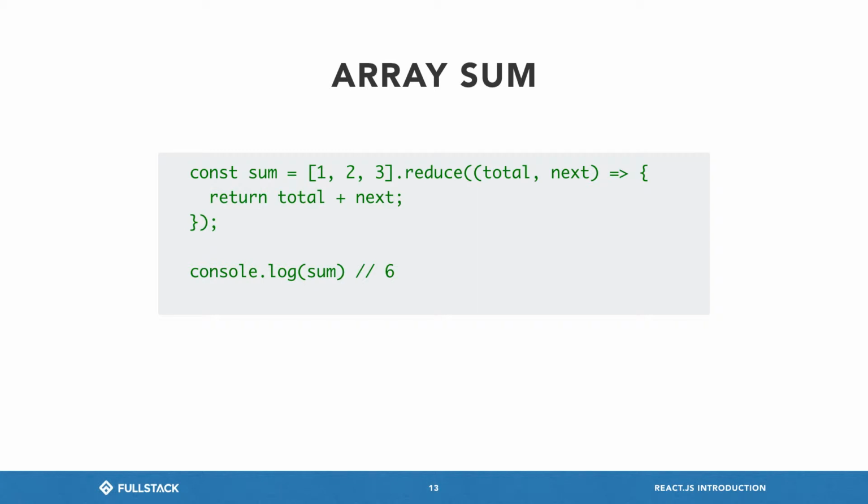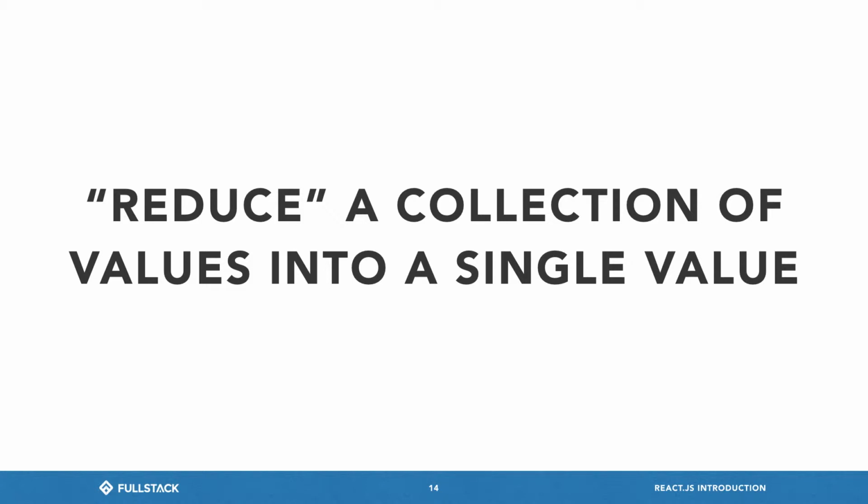In this example, we're taking advantage of the fact that the array prototype's reduce method, if you don't specify an initial state, will assume that the first element is the initial state, and the second element is the first next value. It's the first thing that's going to get called here. If you do specify an initial state, then that'll be the initial state, and then the first element will be the first element in the array. So this reduces a collection of values into a single one.